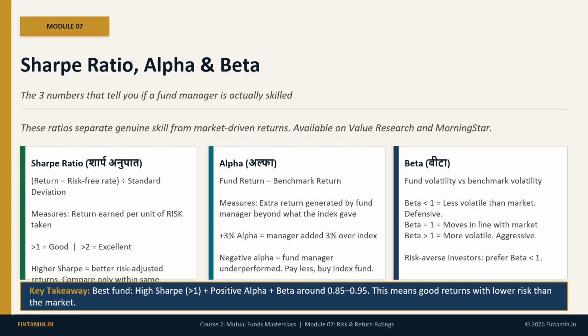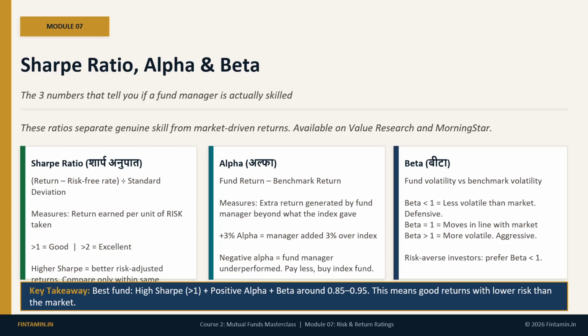Alpha. How much extra return the fund generated beyond what the market index gave. A positive alpha of 3% means the fund manager added 3% more than the index after adjusting for risk. Negative alpha means the manager underperformed. If your active fund has negative alpha consistently, switch to an index fund.